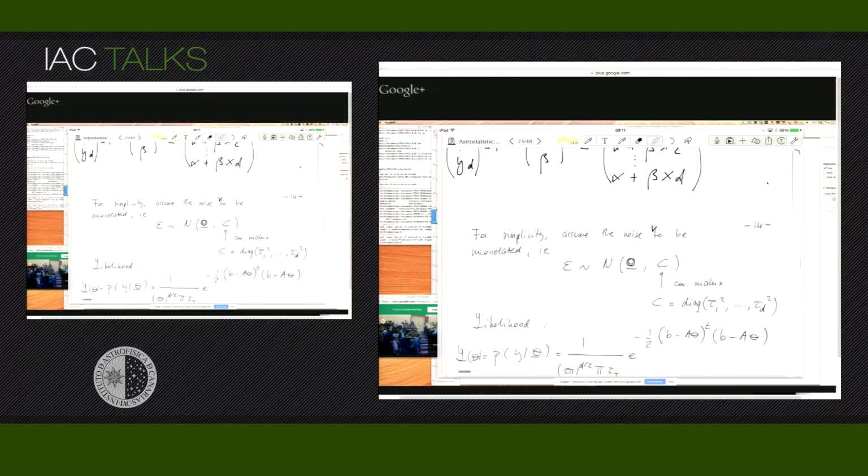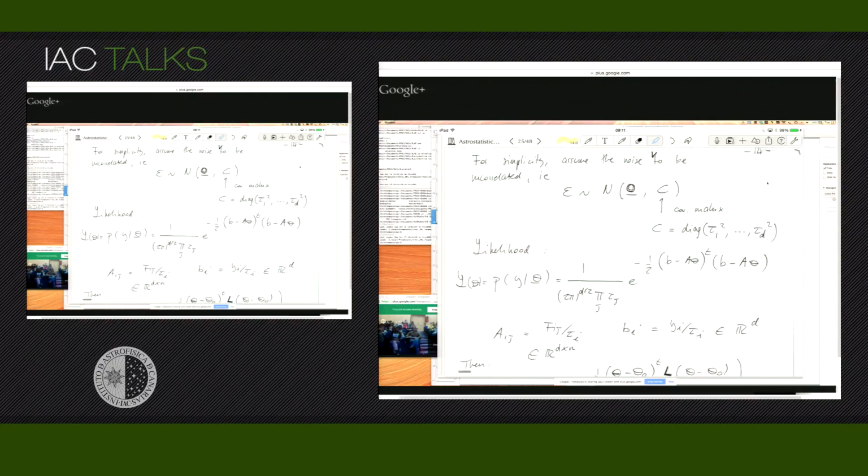Okay, so for simplicity, we assume that the noise is uncorrelated. That is to say, the noise vector comes from a normal of zero mean, with a covariance matrix which could be non-diagonal, but for simplicity we take each measurement to be uncorrelated with every other one. And so the covariance matrix C for the noise is a diagonal matrix with entries given by the variance of each measurement, which need not be equal, tau 1 to tau d.